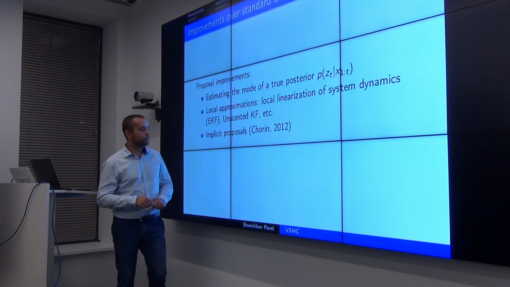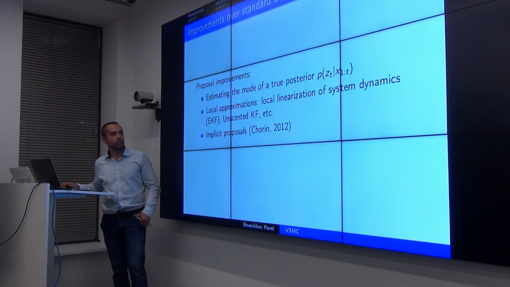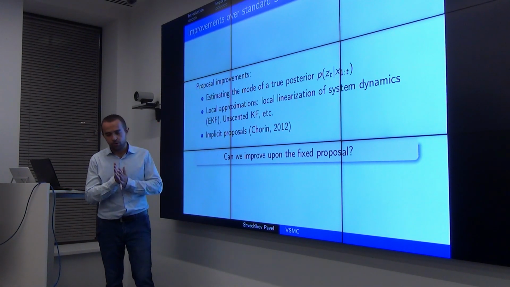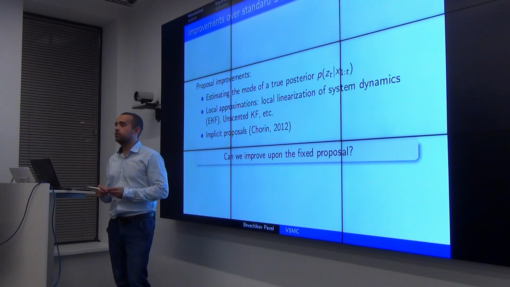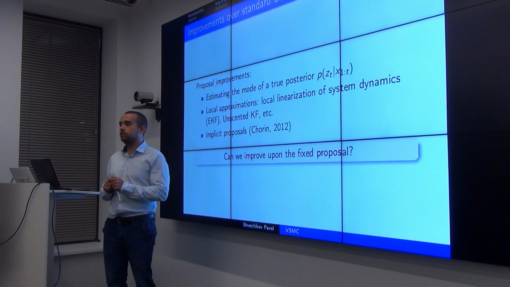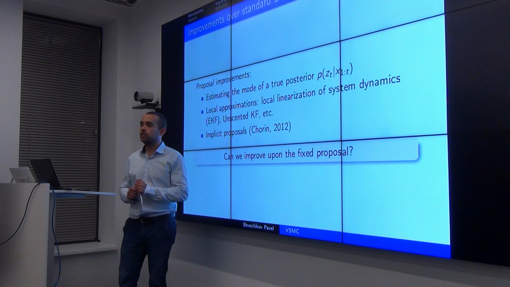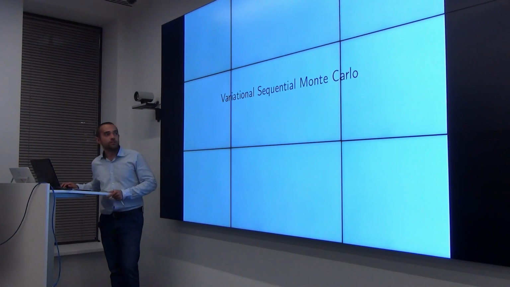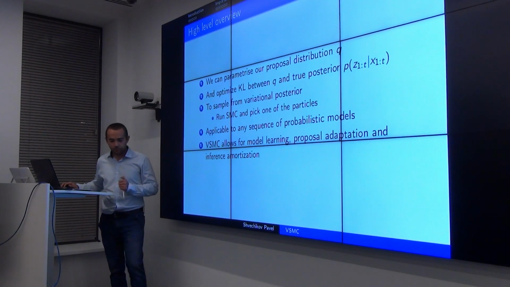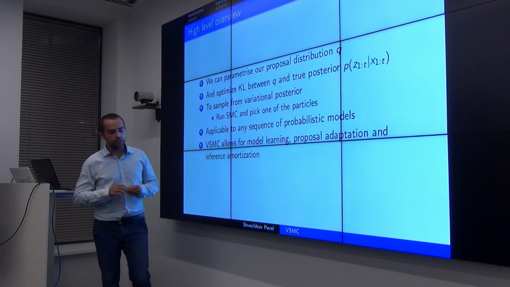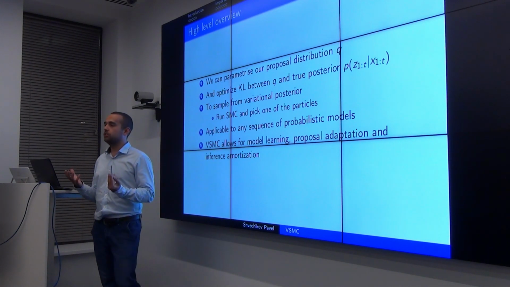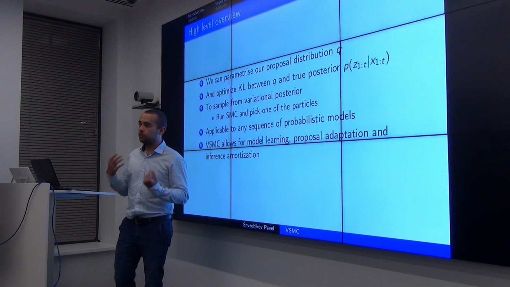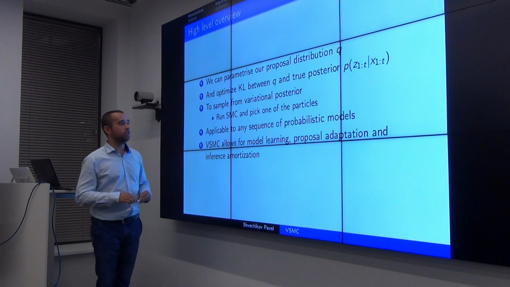You also can do something that is maybe more interesting, the implicit proposals. But what we really care about is improving upon the fixed proposal. We care about the parameters of Q, our proposal, and about tuning these parameters according to the particular task at hand. Can we do this? The answer is yes, and the answer is the variational sequential Monte Carlo. This is a very interesting technique because it melds two very strong and very practical families of methods. One of them is the sequential Monte Carlo methods, and the other is the variational methods, which maybe all of you are already aware of.